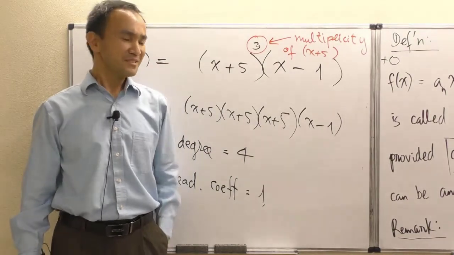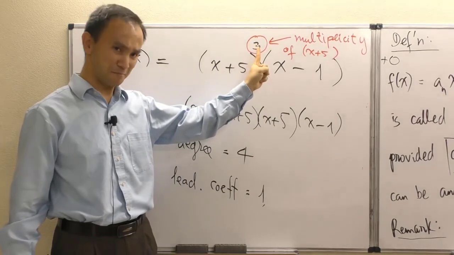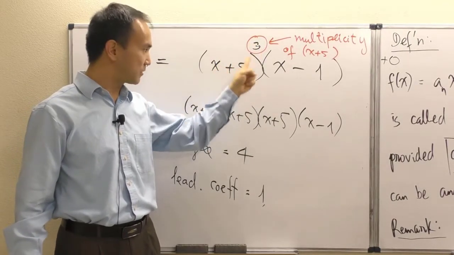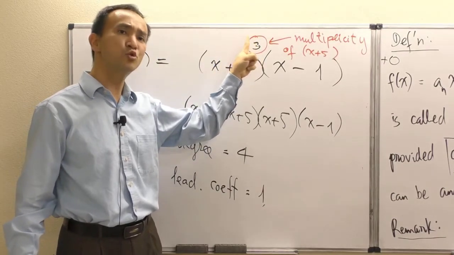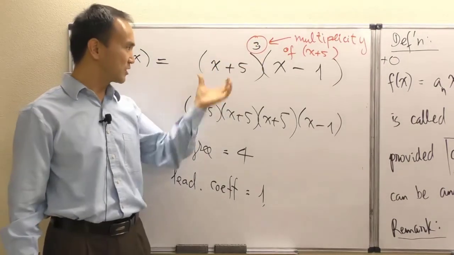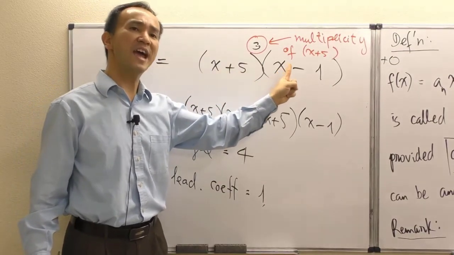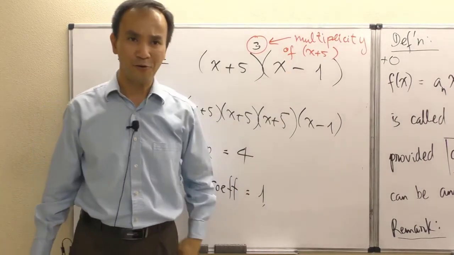Since this factor here has multiplicity 3, that means whatever degree we recognize for the polynomial inside of that, this is degree 1, but we have to triple that. So now the total here is degree 3, and additionally adding that degree 1 here gives us a total degree of 4 right there.